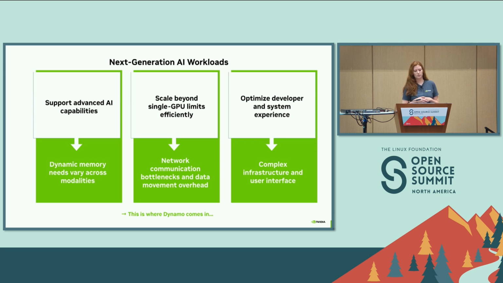As I already mentioned, we need to scale beyond single GPU limits efficiently. We need to make sure that communication happening is efficient. We don't want to violate any SLAs you have for your enterprise stack. We also want to optimize developer and system experience. We can do a lot of things, right? But if it's practically unusable and it's hard for people to deploy or use your stack, people will simply not use it anymore. So all those things need to be thought of and carefully approached.